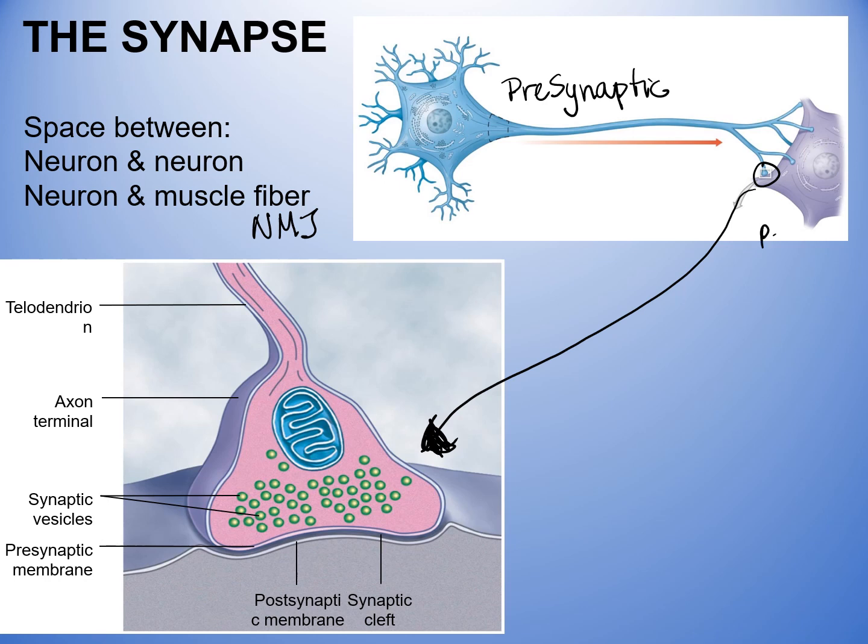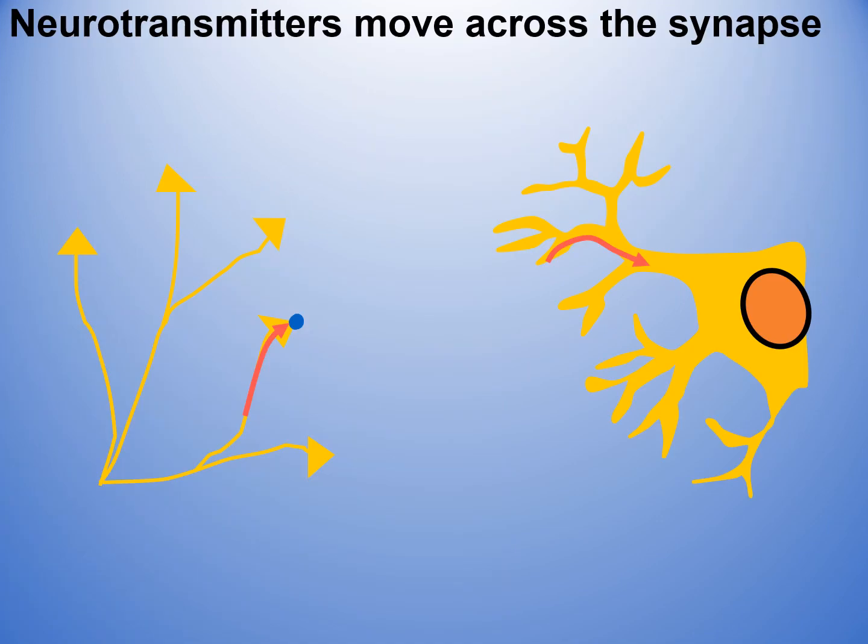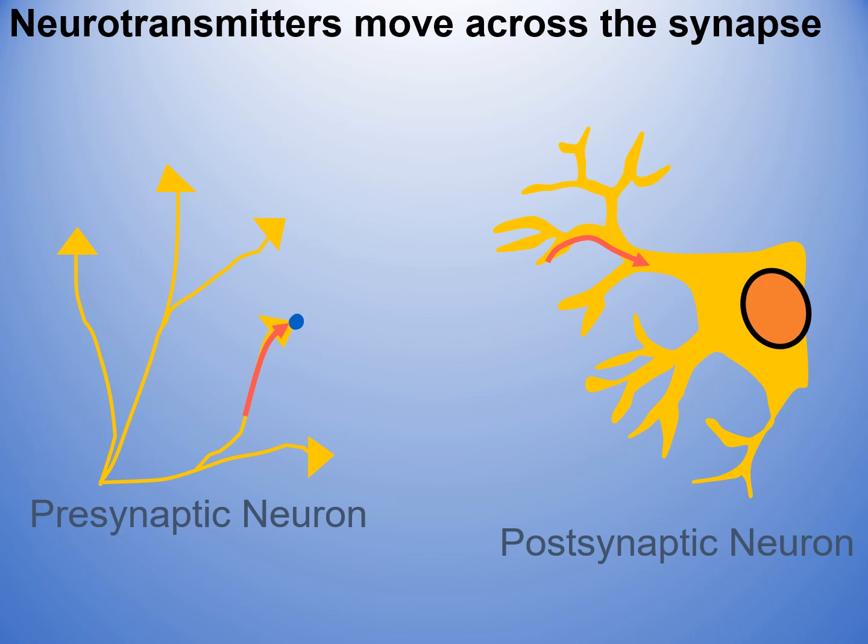The receiving neuron is called the postsynaptic neuron. To help you with this, to make it abbreviations, you can just do presyn or postsyn. And I will also use those abbreviations as well. Okay, so this is the presynaptic neuron. This is the postsynaptic neuron. This space in here is the synapse.